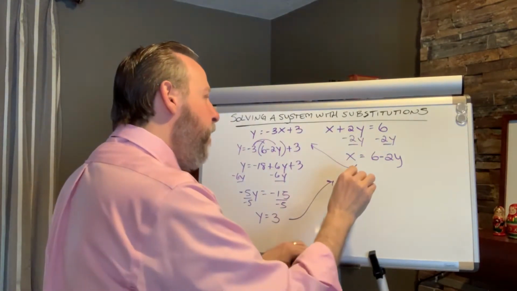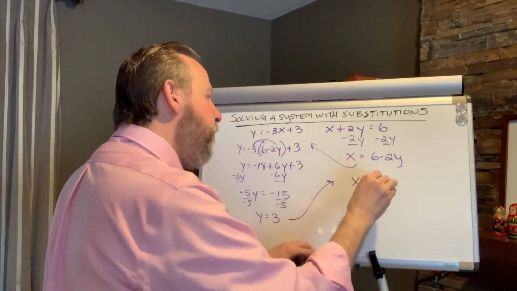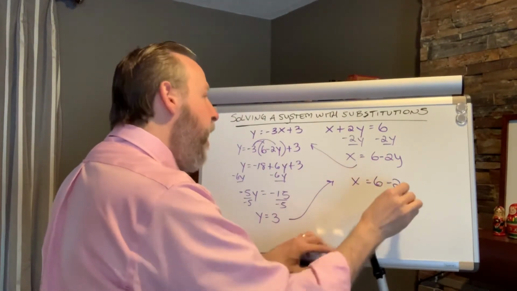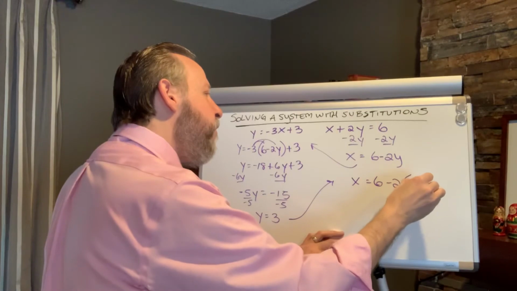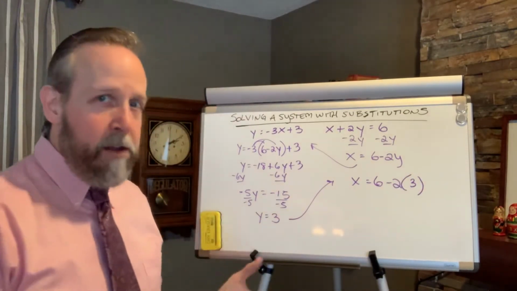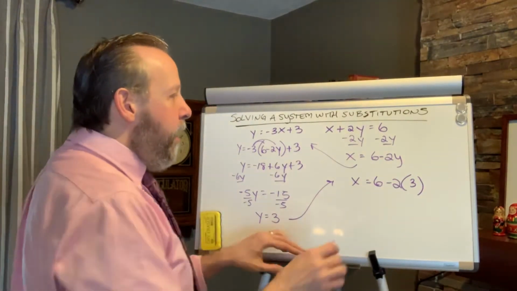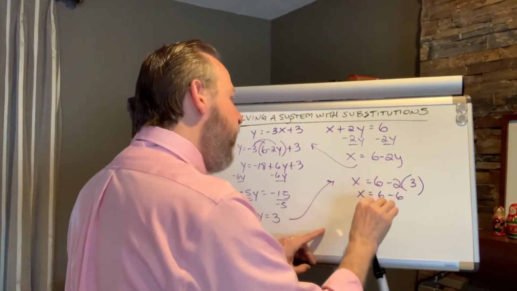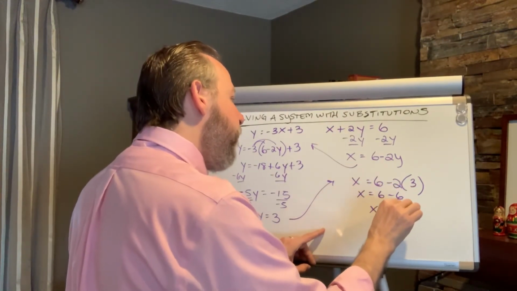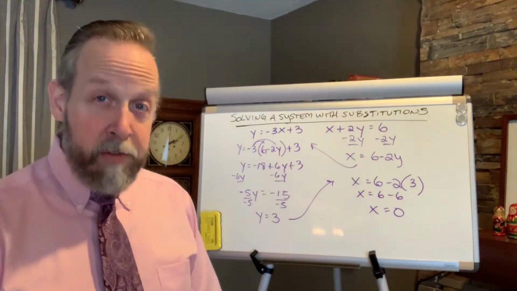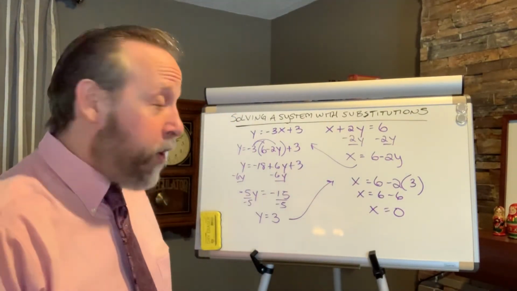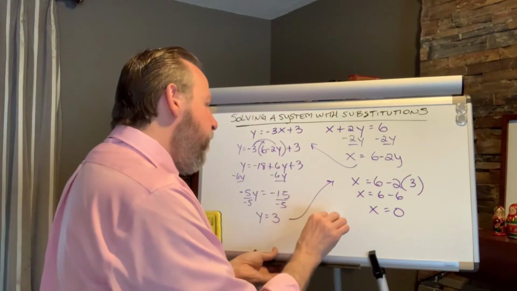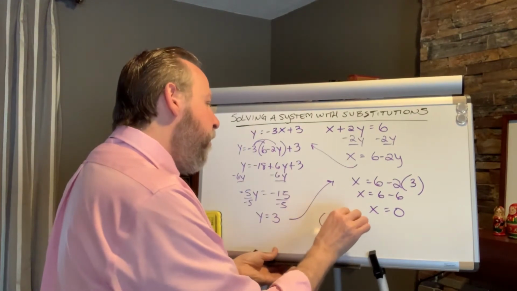See that right there? I'm going to plug it back in. A lot of arrows going on. X equals 6 minus 2 times 3, because that is what I found y to equal. And that's just 6 minus 6, which last I checked was 0. We have a solution. Those two lines are going to cross at the coordinate (0, 3). Okay?